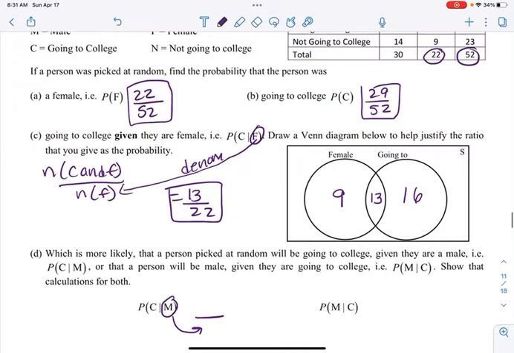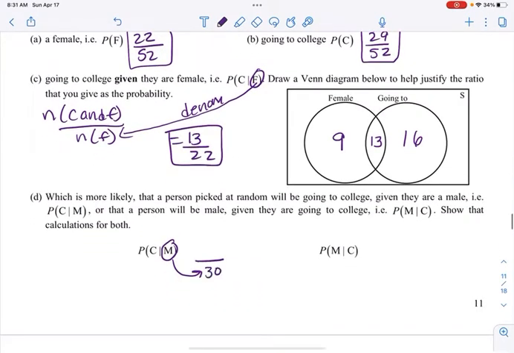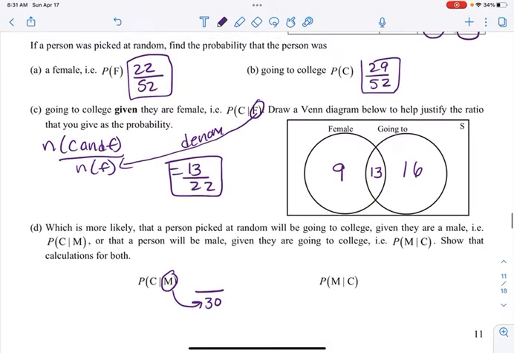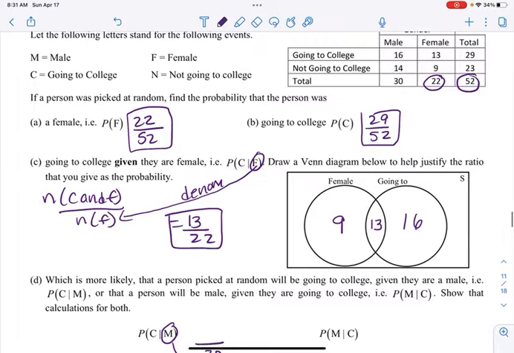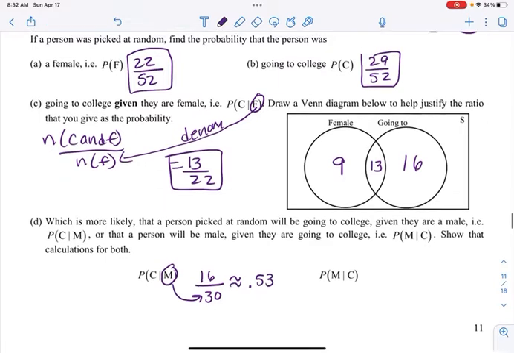So let's look at the total males, which is 30. And my numerator is going to be the probability of college and male. College and male is 16. And then I'll put that in my calculator just because it's a little bit easier to compare them if they are decimals. So I actually shouldn't write the equal sign. I'm just going to write it's approximately 0.53 because I'm going to round that off.